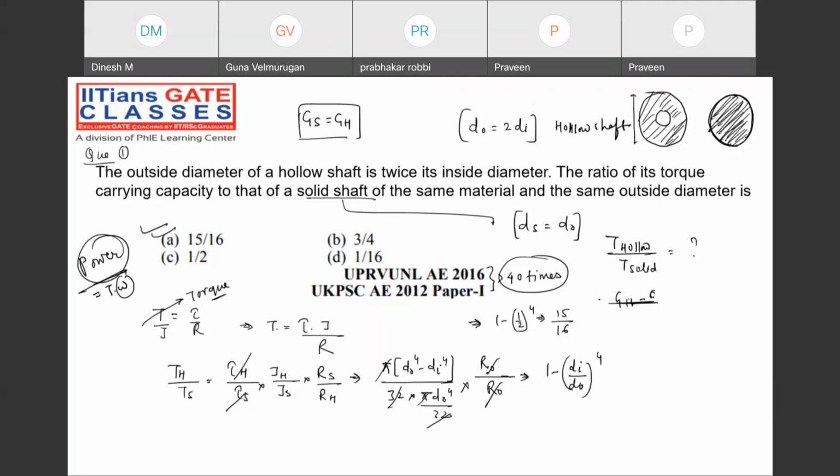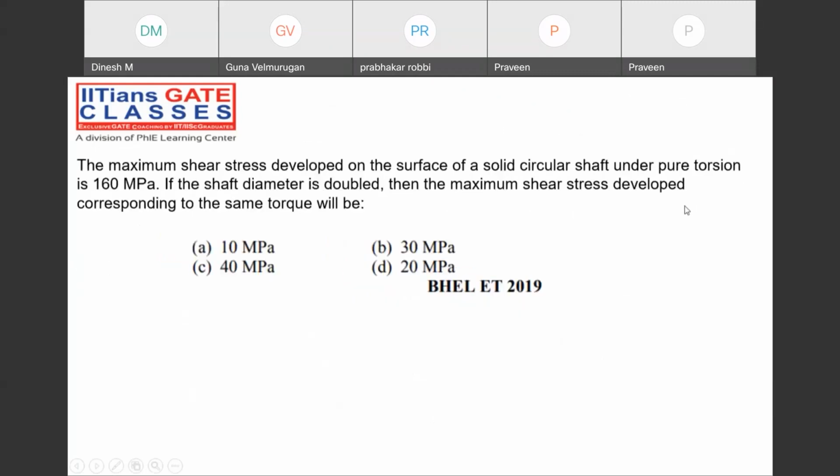Not done? Once it is done, let me know. Now try to solve this one and let me know the answer.